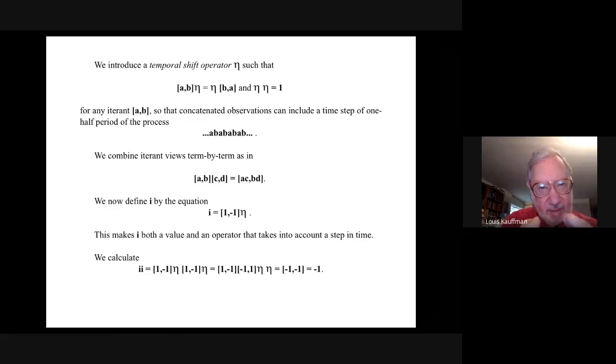The eta can be thought of as a kind of very special synchronization, if you think of it temporally, or as a non-commuting algebraic operator, if you think of it algebraically. So that time and non-commutation are closely related to one another here.